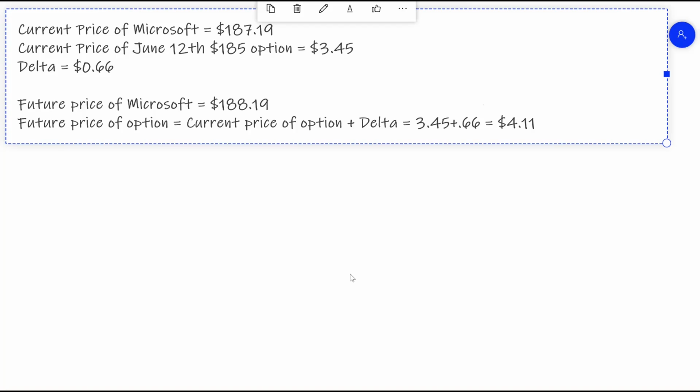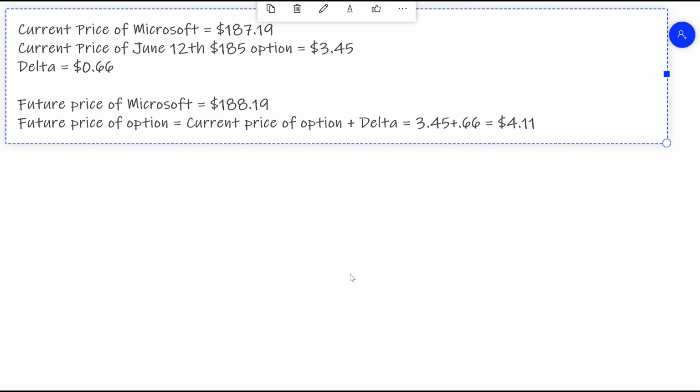And this always moves up in increments of $1. It doesn't really matter whether we are talking about Google, where the price of the option is at $1,400. It is always talking about increments of $1. But is this the whole story? No, there is more to it. So that is a good segue to talk about gamma.